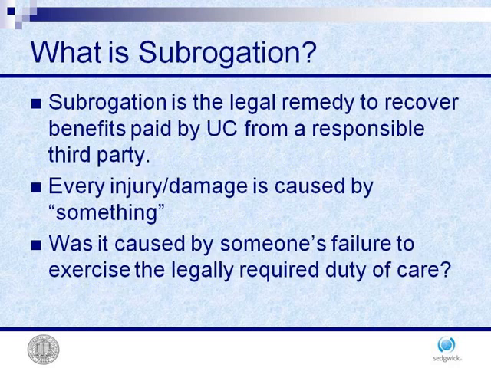So what is subrogation? Subrogation is a legal remedy to recover benefits paid by UC from a responsible third party. Every injury or every property damage is caused by something. And our job as a third-party administrator is to find out, was this injury or damage caused by someone's failure to exercise the legally required duty of care?